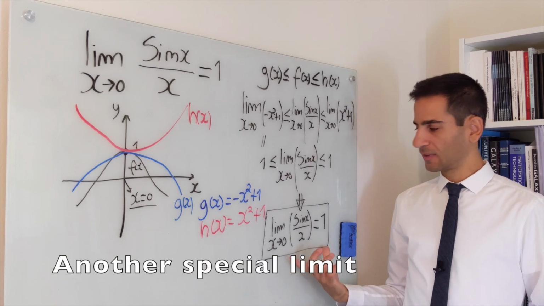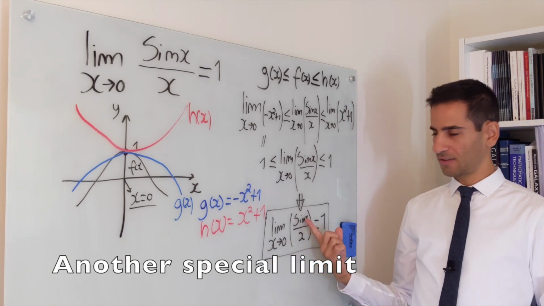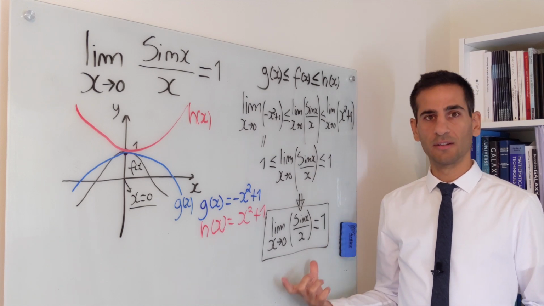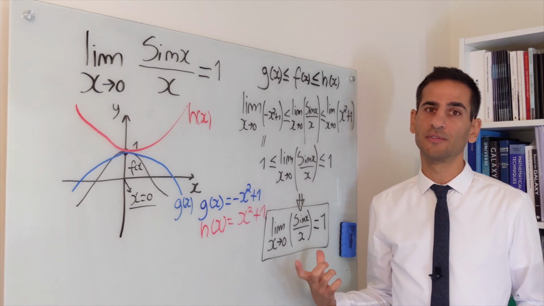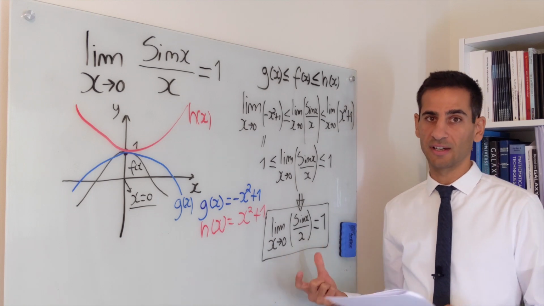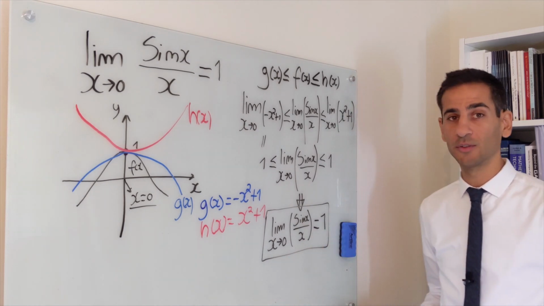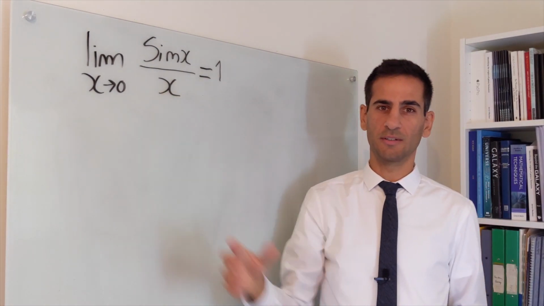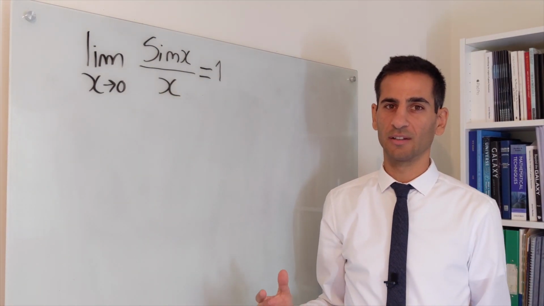We now know that the limit when x goes to 0 of sine x over x is 1. And it turns out that this is very useful to find out the limit of something else involving not a sine but a cosine. So let's try to do that. We can use this result to show something else.